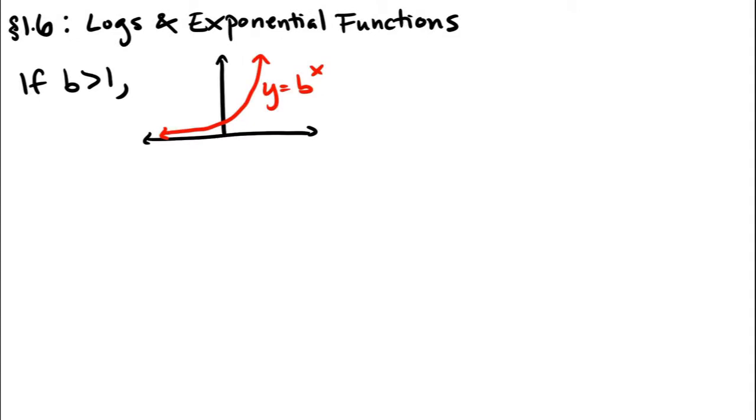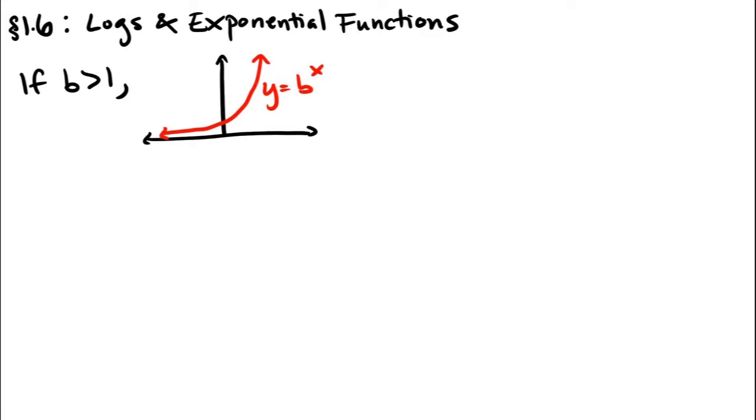If the base b is bigger than 1, then the graph of y equals b to the x looks something like this. On the right, the function is growing rapidly as x gets bigger and bigger. On the left, when we put x to be a negative number, b to the x is becoming tiny. It's becoming close to 0.